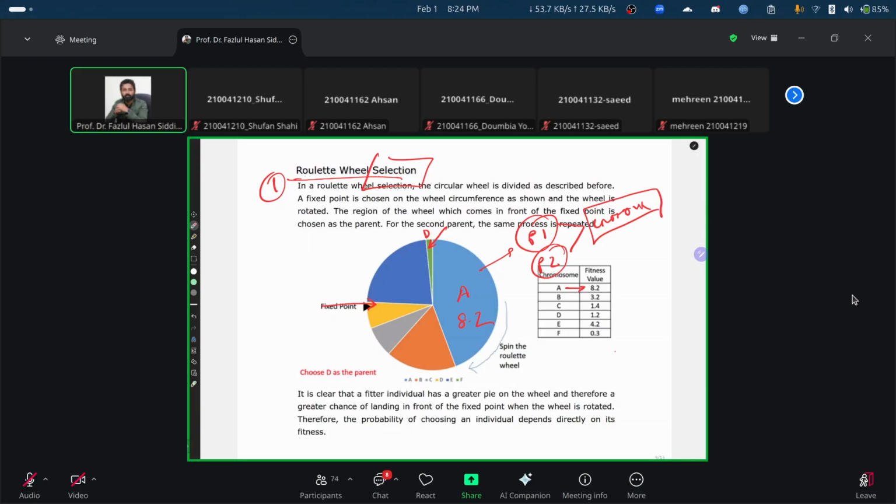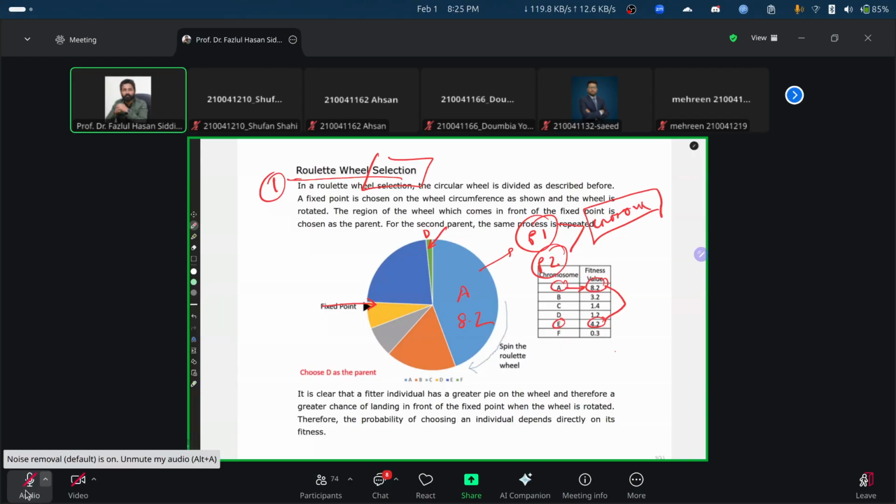But why are we not taking the highest two? Who can answer? So the highest value is 8.2 and the second highest is 4.2. So why are we not taking the 8.2 and 4.2? Who can answer? Because their solutions might overlap, so we get nothing new from them. Yeah, that's a good answer.